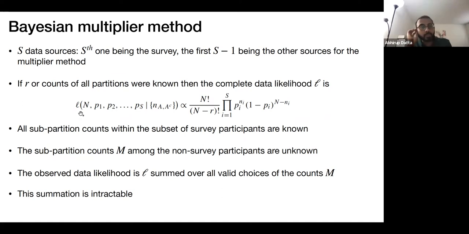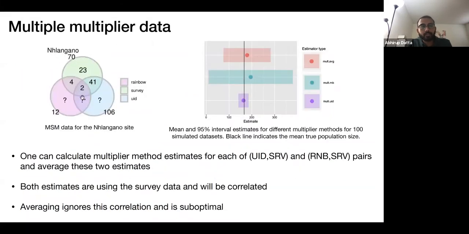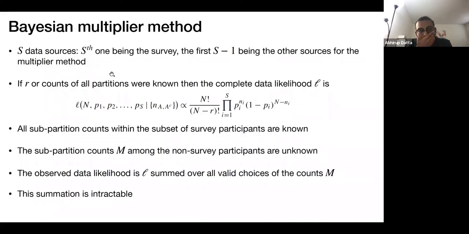Of course, we cannot do that because we know all the partition counts within the survey, as we saw in the previous example. So we know all these 4 partition counts here, but we don't know the partition counts outside of the survey, and consequently, we don't know what R is. So the observed data likelihood is going to be a sum of this complete likelihood over all the possible values of these missing partition counts, and that sum is intractable, and that sort of complicates things.